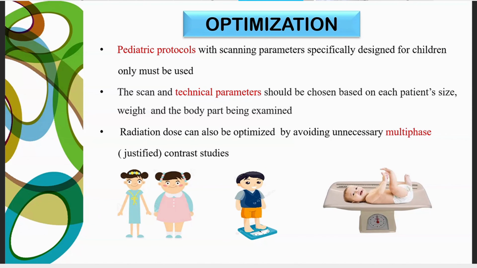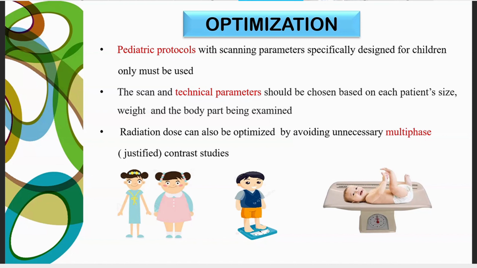The next thing is optimization. We should always use a pediatric protocol with parameters specifically designed for pediatric patients in each and every pediatric patient. The scan and technical parameters should be chosen based on the patient size, weight, body part being examined, and region of interest to be examined. These are all to be considered in the optimization of the protocol.